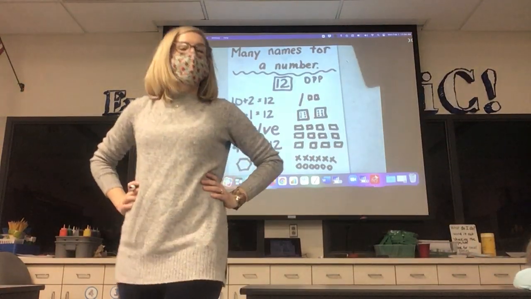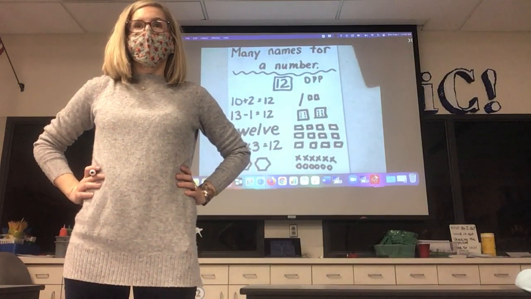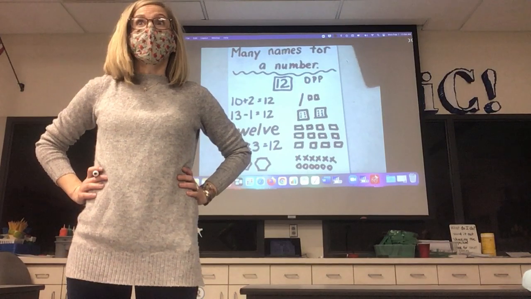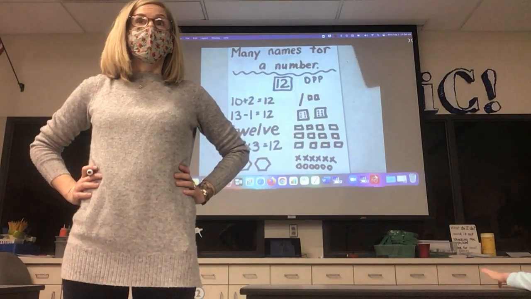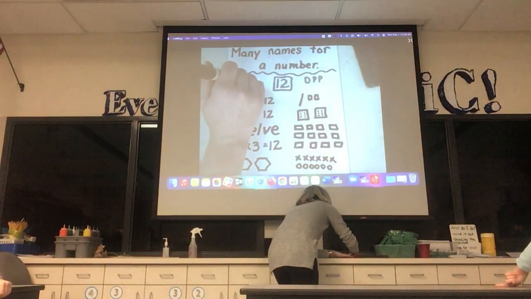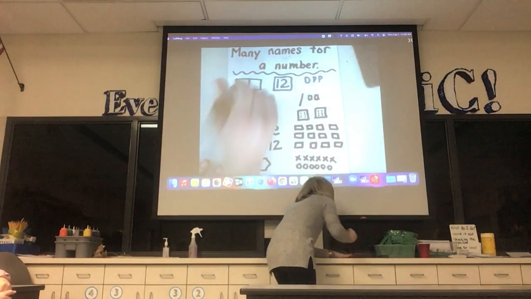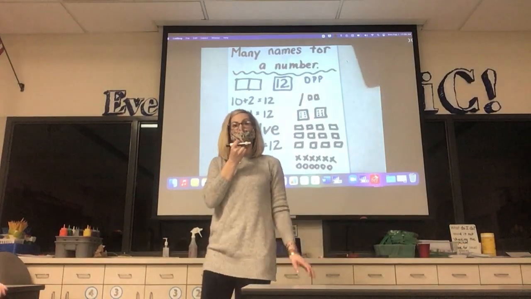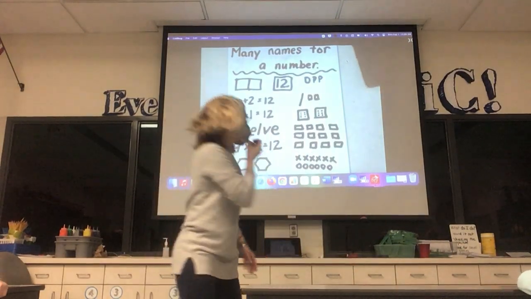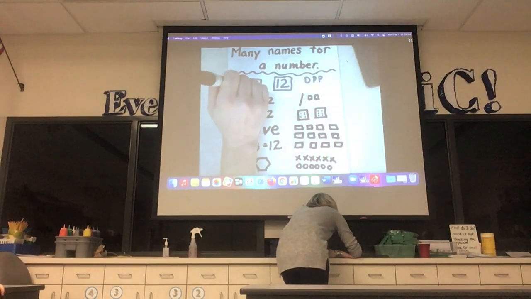How could we make 12 on a domino? So I could draw my domino here. How many dots should I put on one side? Okay, 6. And then how many should I put on the other side?